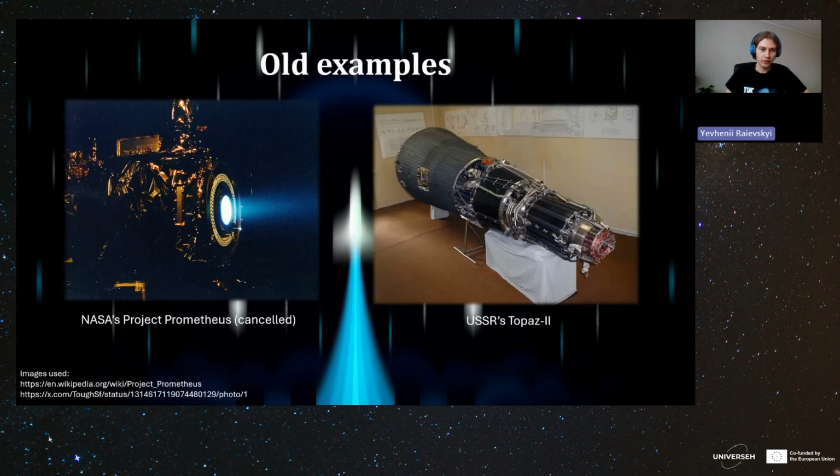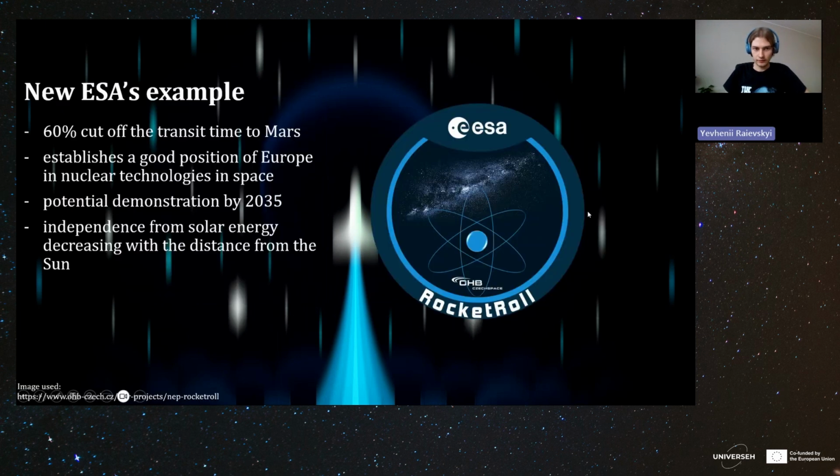And those were old examples: Project Prometheus, which was cancelled because of budget problems, and the USSR's Topaz 2. Those projects existed, and now we want to use them again. Okay. A new ESA example: a recent European industry study found that a nuclear-powered electric spacecraft could cut 60% of transit time to Mars.